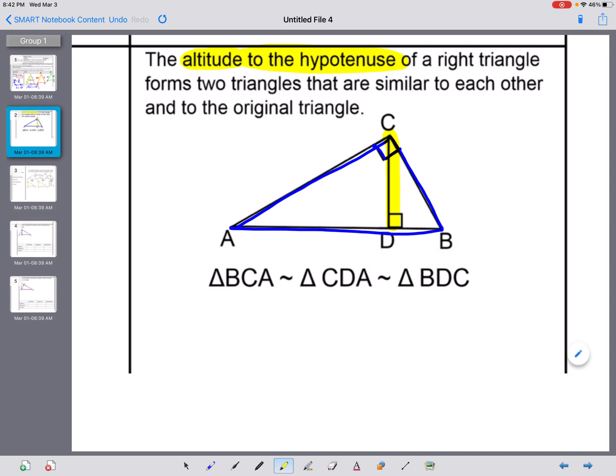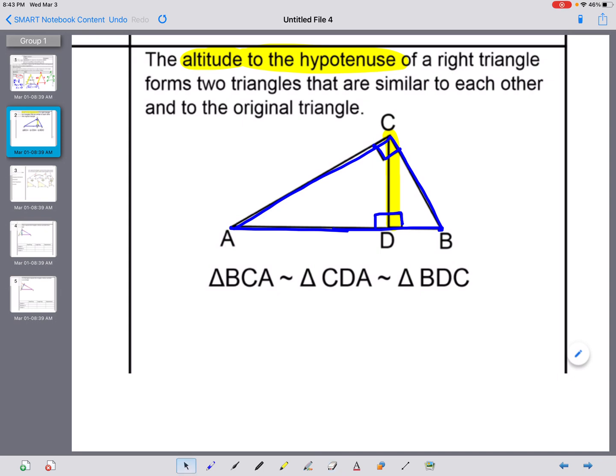And when we drop down that altitude, remember, altitude is always going to end up being perpendicular to the base that it's drawn to, in this case the hypotenuse. And when it's drawn in here, it ends up creating two more right triangles for a total of three right triangles. And what's interesting about these right triangles is that all three of them are similar to each other, which means again that the angles are the same and that the sides are going to be proportional. Okay, so we end up creating three right triangles here. Triangle BCA is similar to triangle CDA, the medium one, and similar to the small one, triangle BDC.